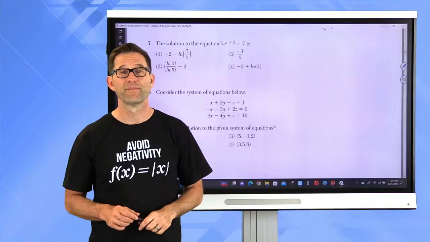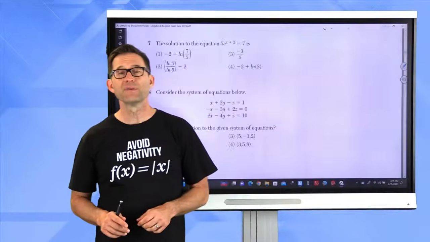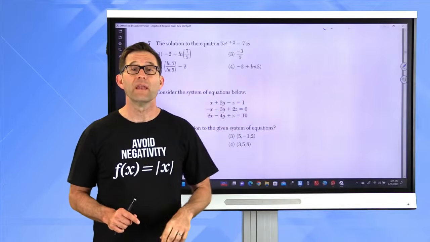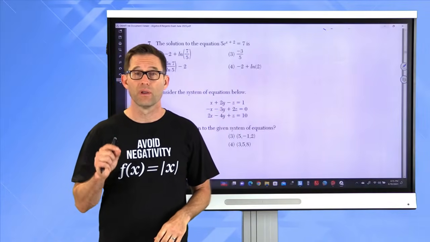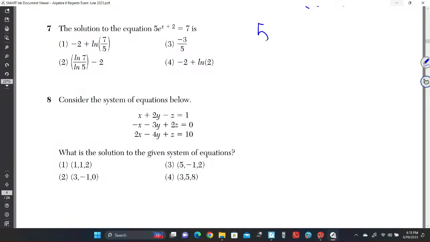All right, let's take a little bit of a look at our first take on some exponentials and logarithms. Problem number 7. The solution to the equation 5 times e raised to the x plus 2 equals 7 is which of the following? And notice, of course, that all of the answers besides choice 3, which is clearly wrong, involve what's known as the natural logarithm. All right, so first I'm going to write down this equation so you can just see it a little bit better. 5e to the x plus 2 is equal to 7.